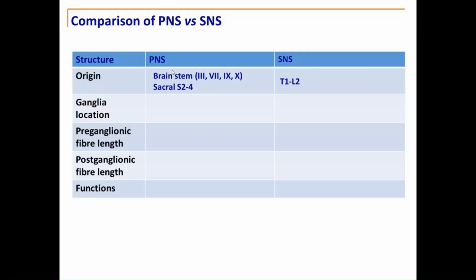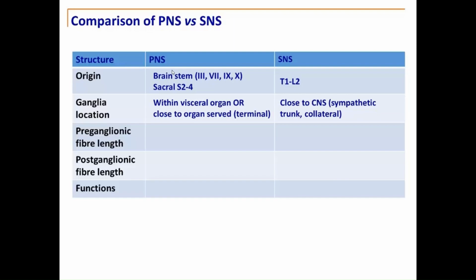Where is the ganglia located? Parasympathetic, it's either within the visceral organ or very close to the organ that it's serving. Sympathetic, it's either close to the CNS in the sympathetic trunk or within a collateral. And we talked about those, how the collaterals are delivering the information through to generally the abdominal organs. Preganglionic fiber length in the parasympathetic is long, in the sympathetic is short. Postganglionic fiber length, short parasympathetic, long sympathetic. Finally, the functions, crudely put, maintenance for the parasympathetic, prepares the body for activity in the sympathetic. And these are things that I've asked you to think about right now, but also that we will cover later on.